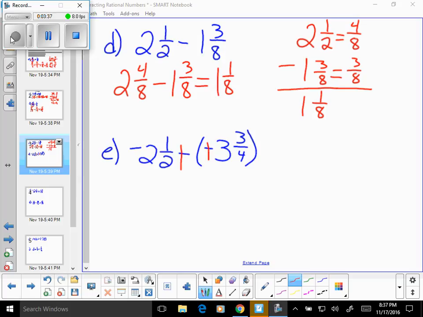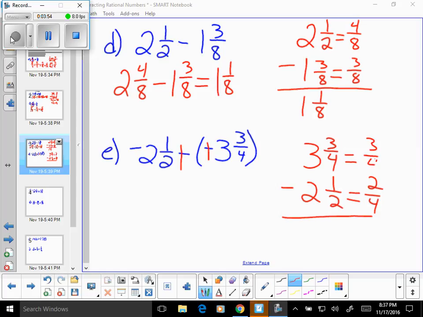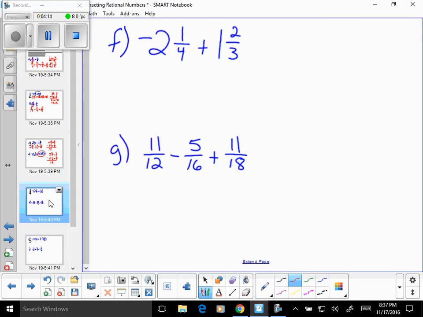If you remember, when you add a positive number and a negative number, you're actually going to subtract their absolute values. So 3 3/4 minus 2 1/2. The common denominator is 4. Now I subtract. 3 over 4 minus 2 over 4 is 1/4. 3 minus 2 is 1. Now I look back at my problem. What do I have more of? Positives or negatives? Right here, I've got more positives, so my answer has to be positive. You go ahead and try F, and then I'll go over it.